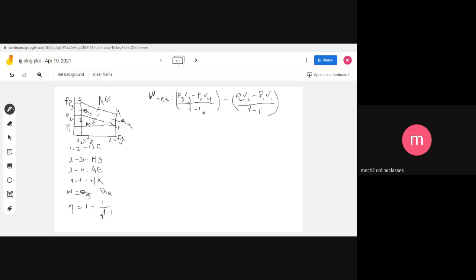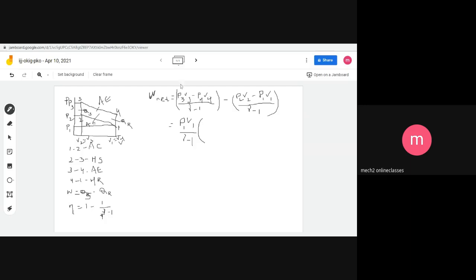First, I'm taking P1 V1 by gamma minus 1 common. Why am I taking it here? Because we can know the values of pressure and volume P1 V1. In the question also they will mention P1 V1, at some pressure and some volume. So I'm taking P1 V1 by gamma minus 1 common.